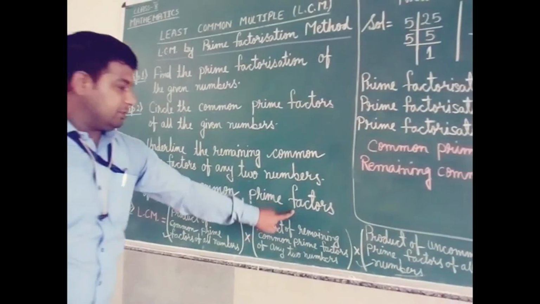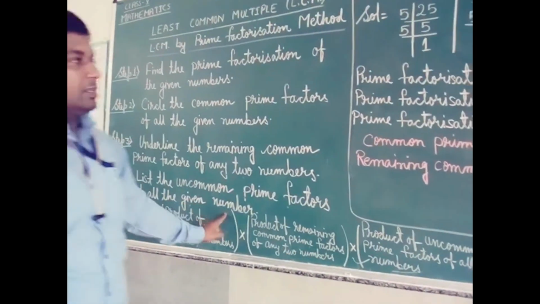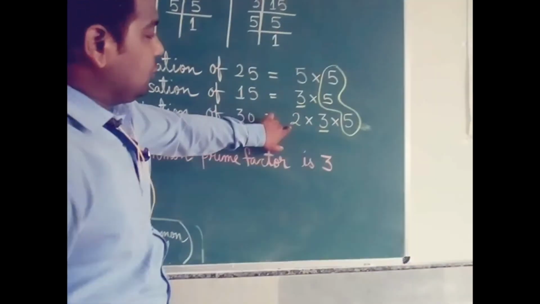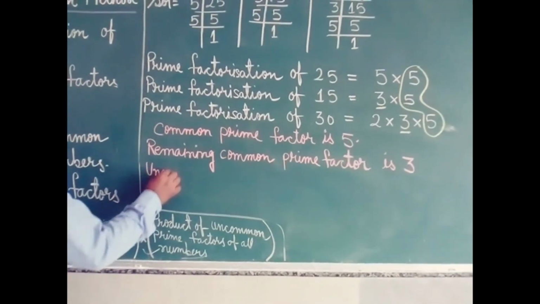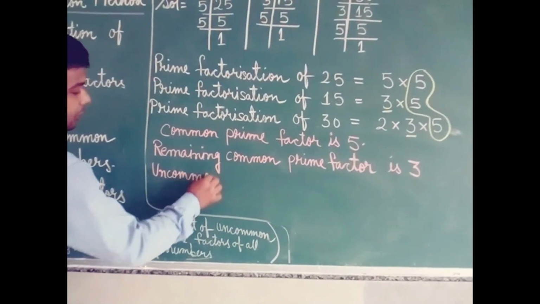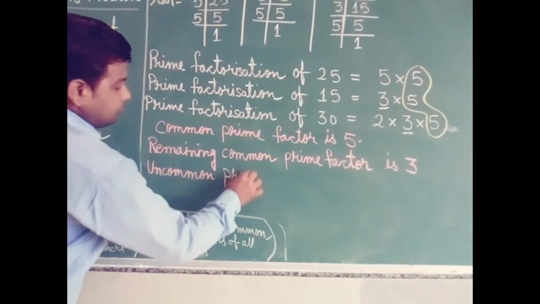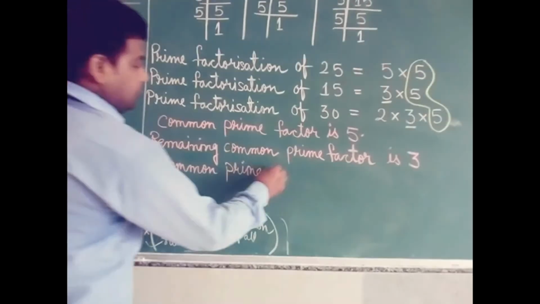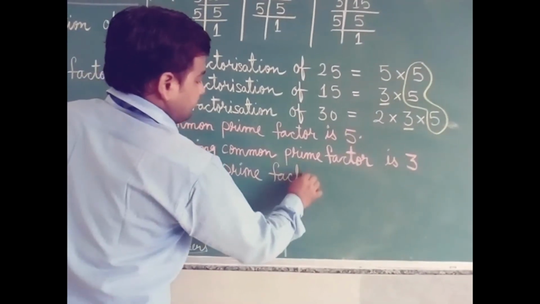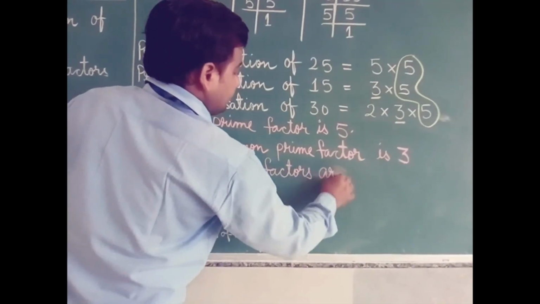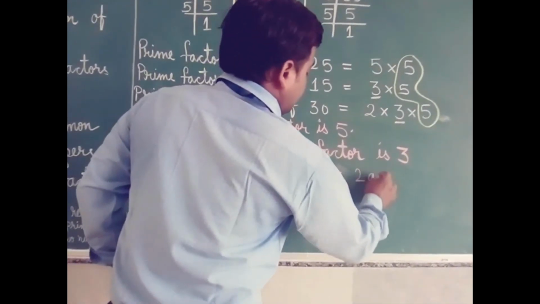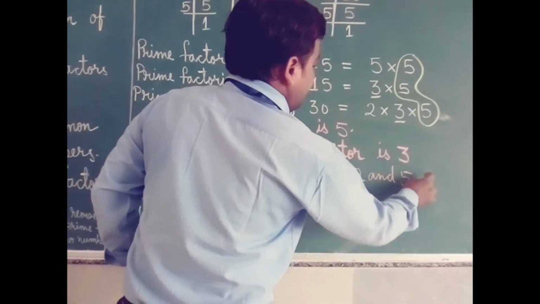Step 4. List the uncommon prime factors of all the given numbers. The uncommon prime factors are 2 and 5. So write down uncommon prime factors is equal to 2 and 5. Now step 5, that is the LCM.